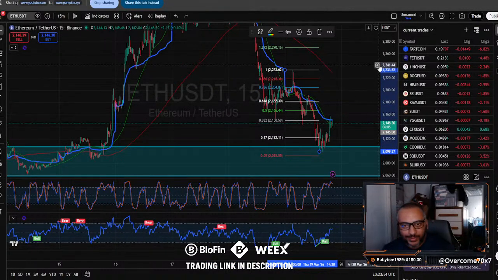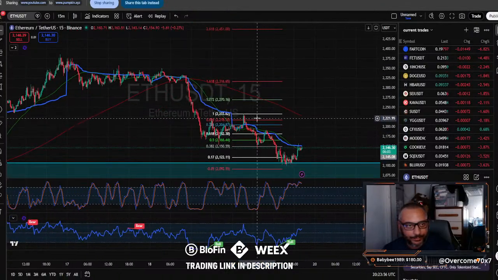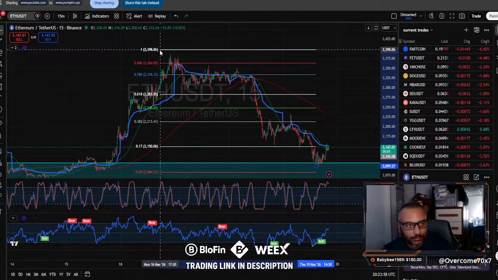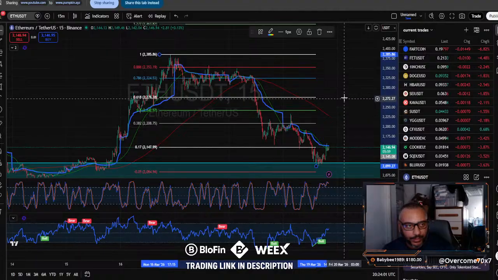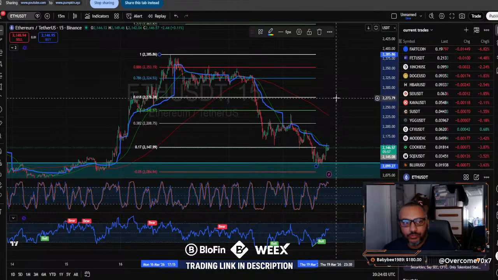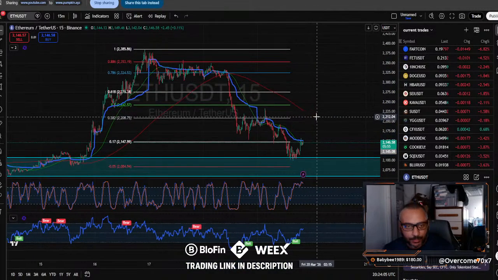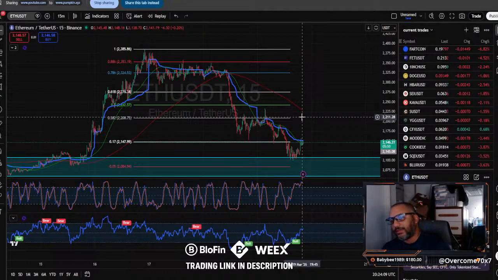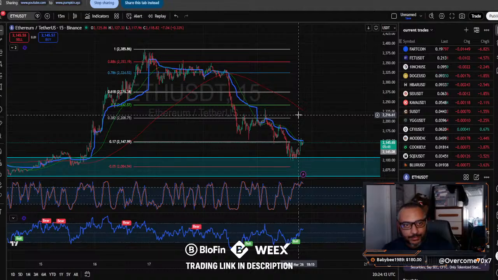Hard to decipher what's going to happen here. But overall, with your 4 hour in place, thinking that 2276 is coming. Needs a reset though. Needs a nice little reset.